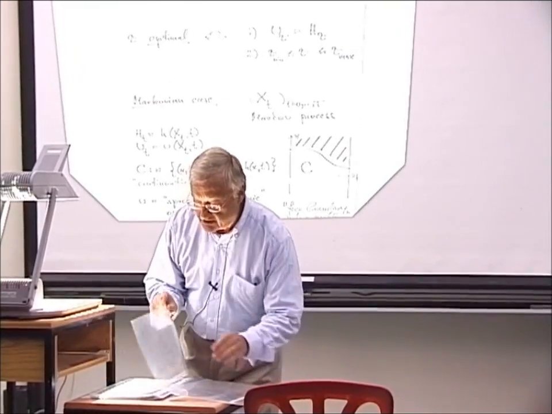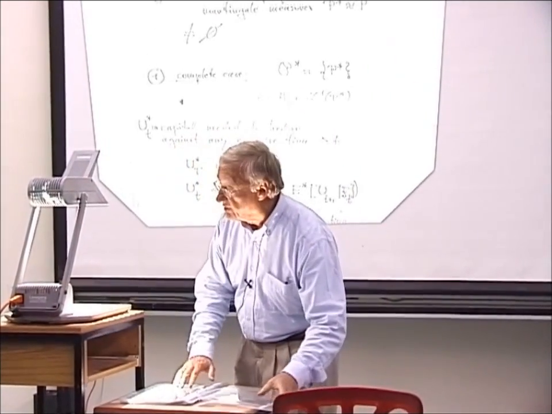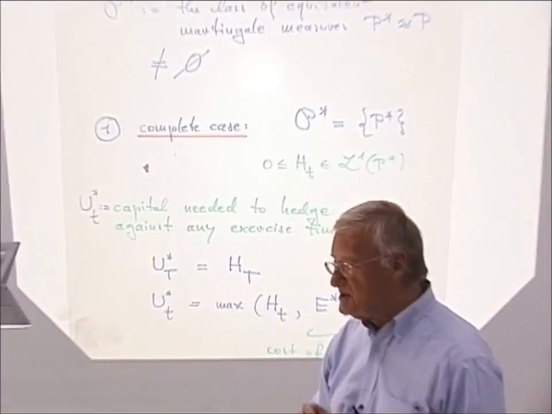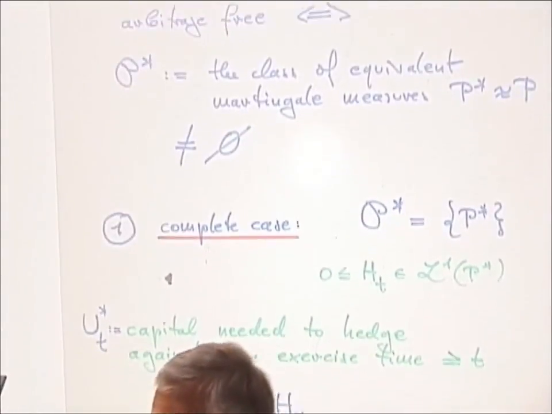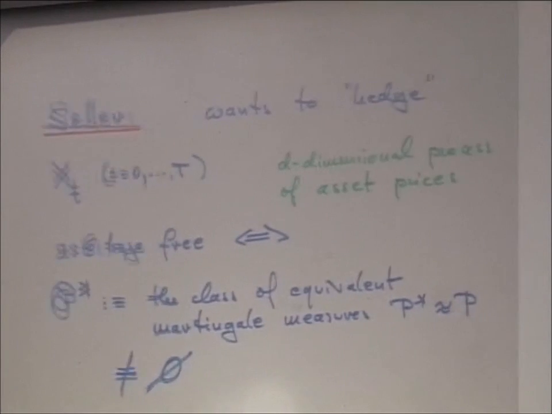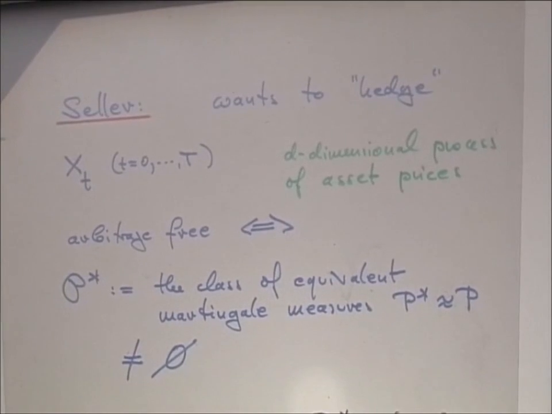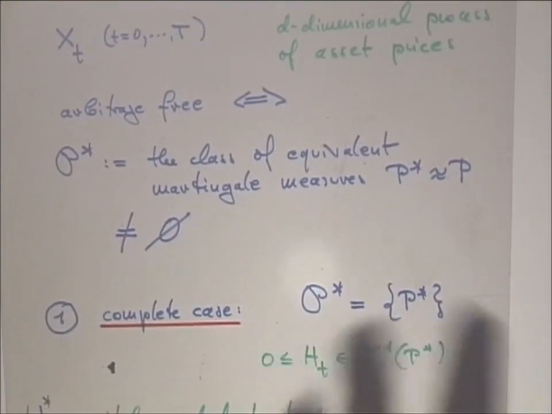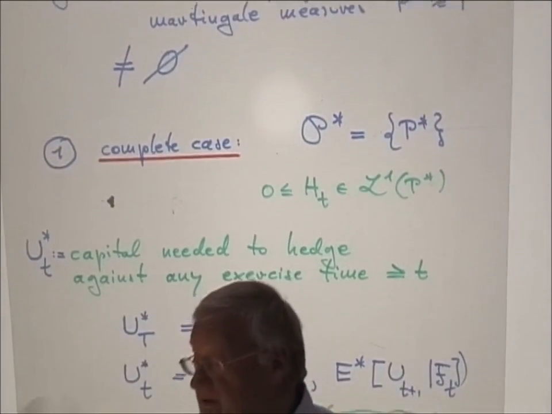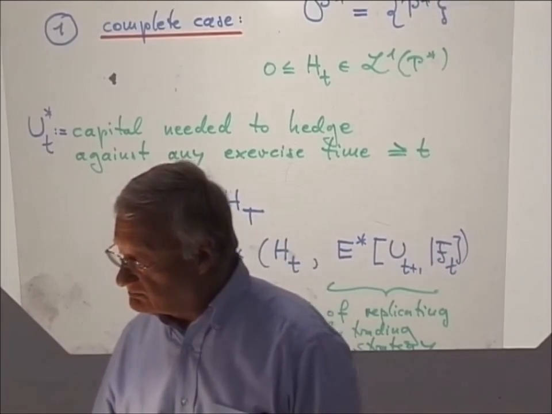From the point of view of the seller, the situation is different. The seller wants to hedge, wants to prepare for the moment when the buyer exercises. Now we take the financial market story, which we had in the first lecture. So we have a d-dimensional process of asset prices. We assume that the model is arbitrage-free. So there exist equivalent martingale measures. And the simple complete case means there's exactly one equivalent martingale measure.